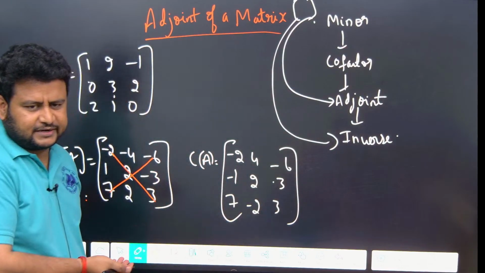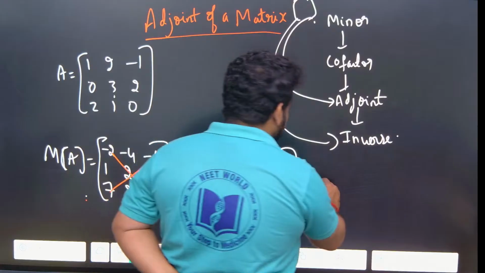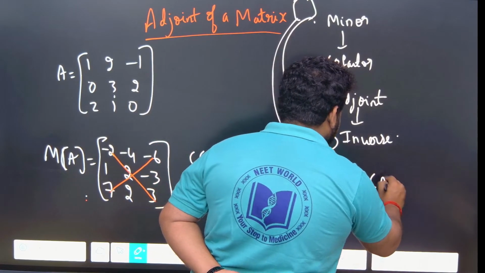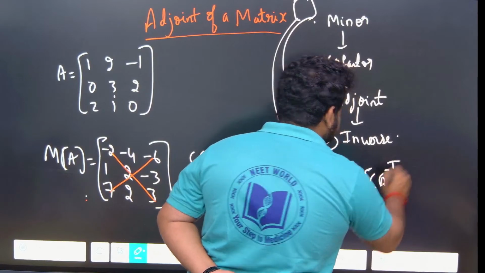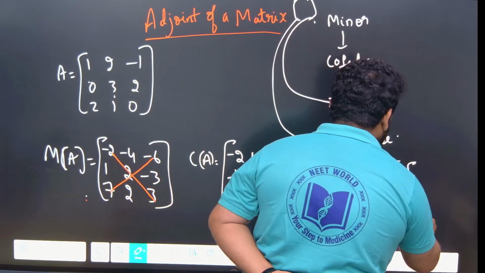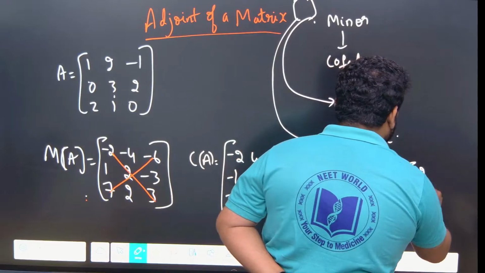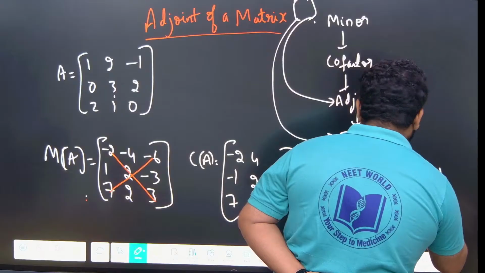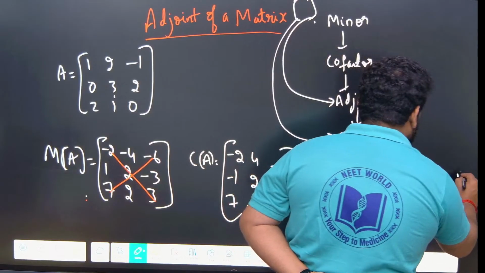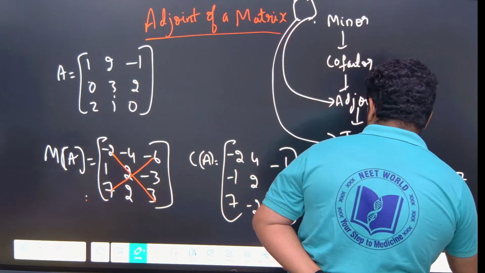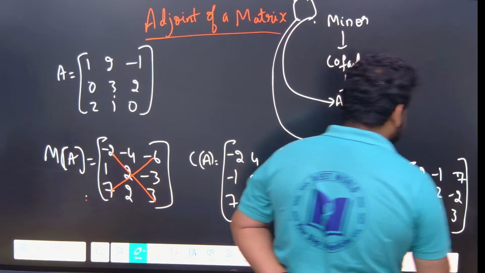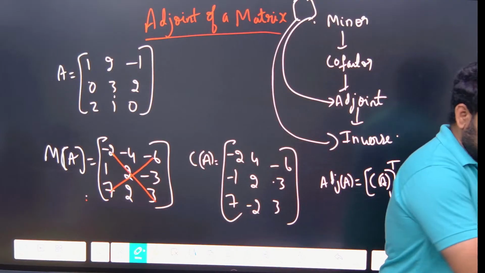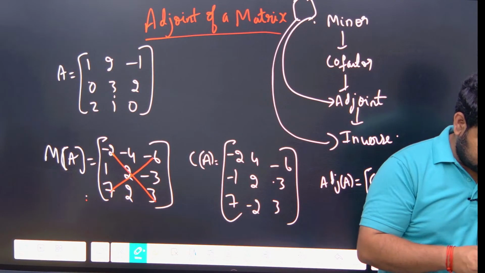This is the cofactor matrix. Now, the adjoint of A is nothing but the transpose of the cofactor of A. If I take the transpose, I get: minus 2, 4, minus 6; minus 1, 2, 3; 7, minus 2, 3. So this is the adjoint. You can write this example. Please write this down, the same way I have written it.